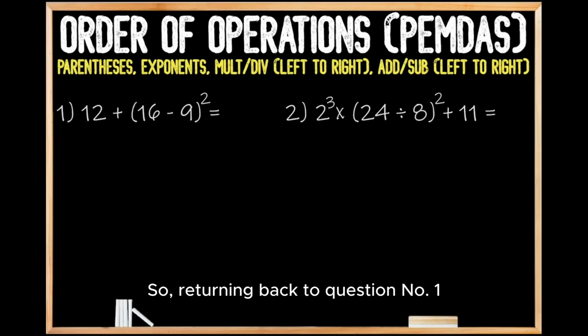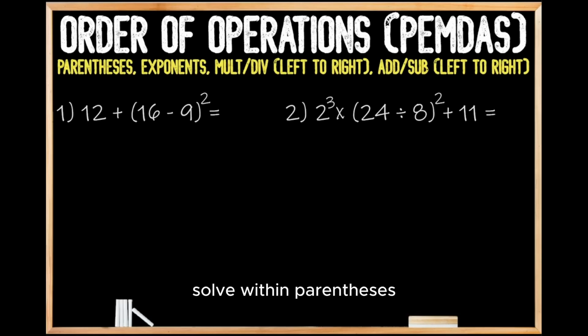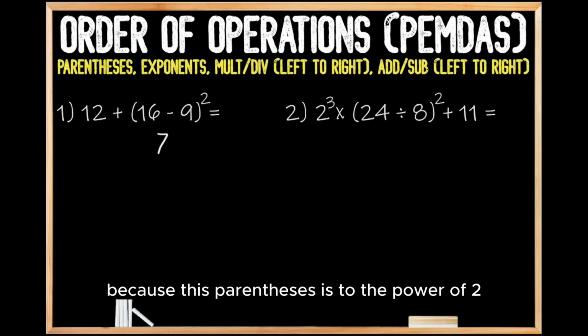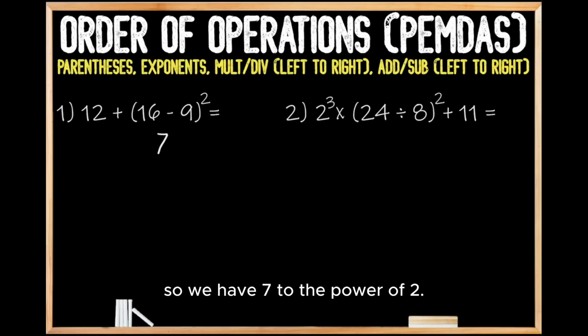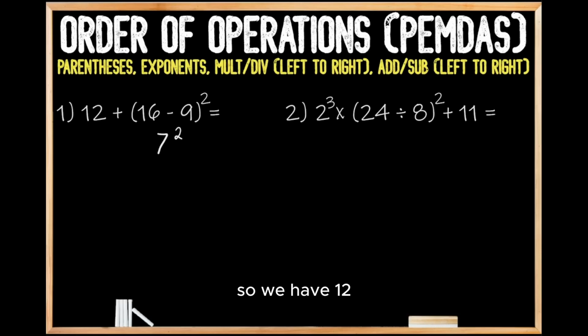So returning back to question number 1, the first thing that we're going to do is solve within parentheses, because parentheses is the first priority when solving complex math problems just like this. So we have 16 minus 9. Well, we know that that's going to leave us with 7, and then we do need to bring down our squared here because this parentheses is to the power of 2. So we have 7 to the power of 2. And now we're going to bring down the rest of this problem, so we have 12 plus 7 squared.